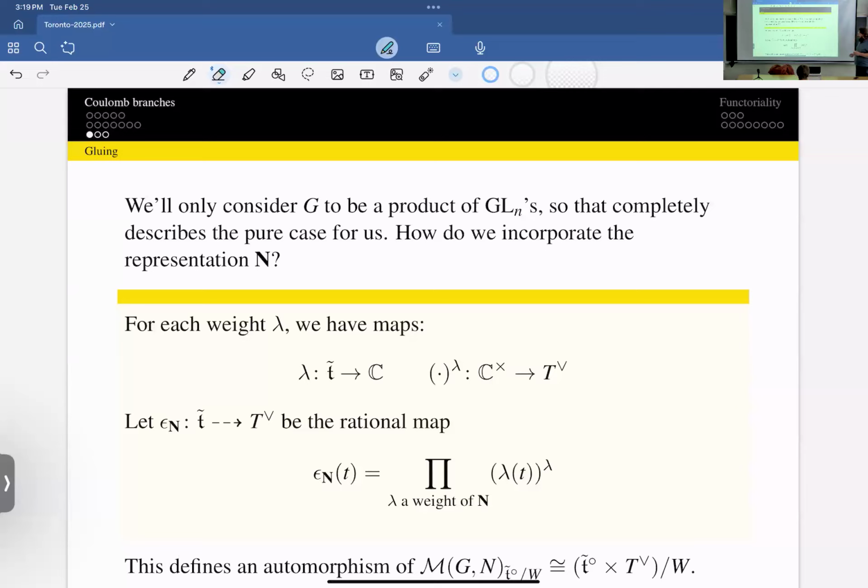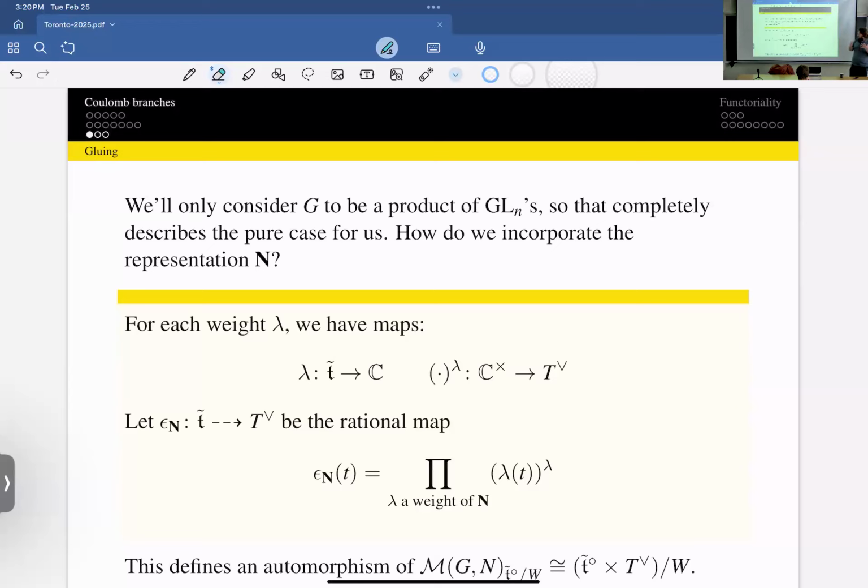And I do this kind of wacky thing, which is compose these. So I start on the Lie algebra, I map to a scalar, and then I have a rational map into T check that's going to blow up and not be defined if my weight was 0. So this is a perfectly good map on the complement of the hyperplanes where the weights are 0. So generally, it's a rational map. And I can take these for all the weights in my representation, and I can multiply them together. When I say multiply them together, I'm using the group structure.